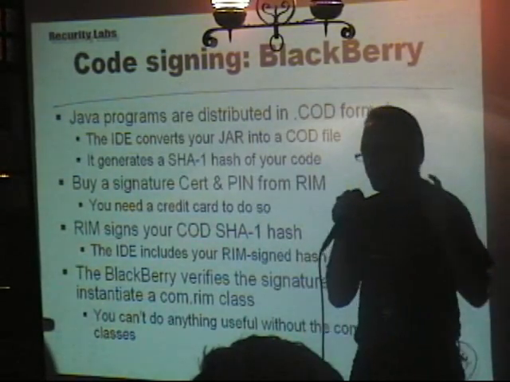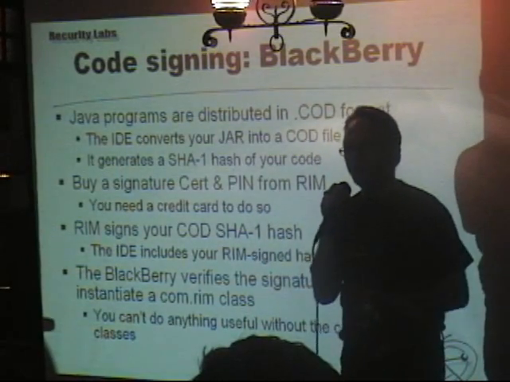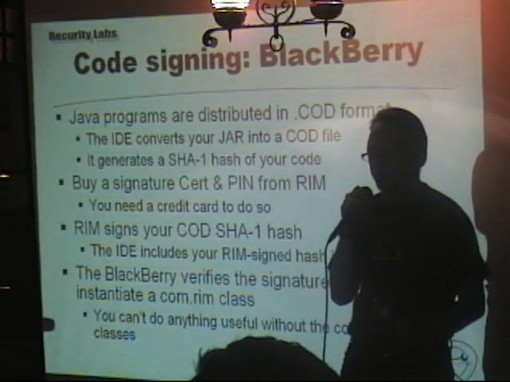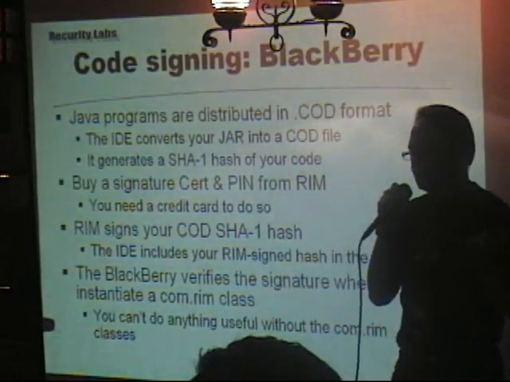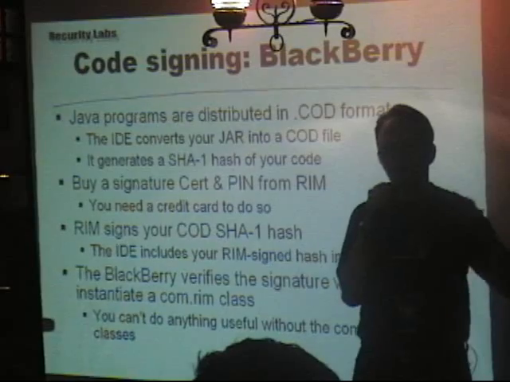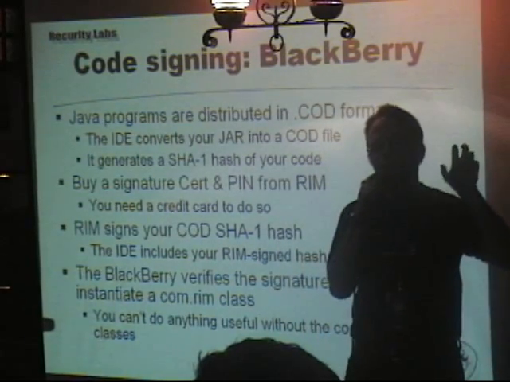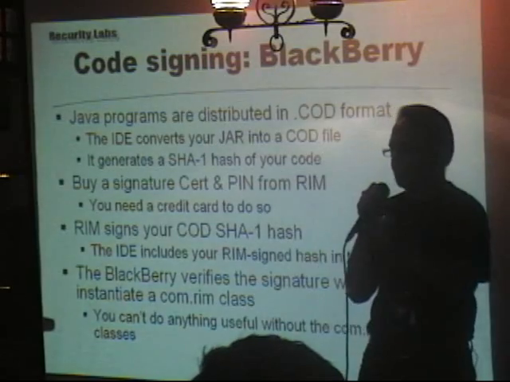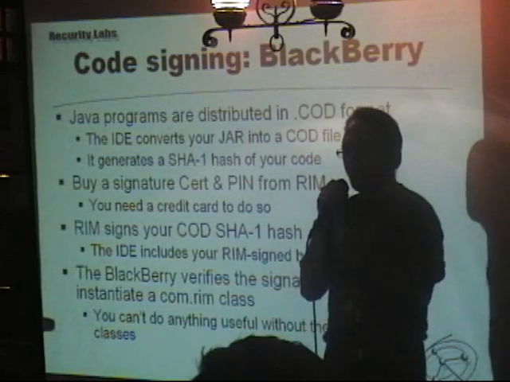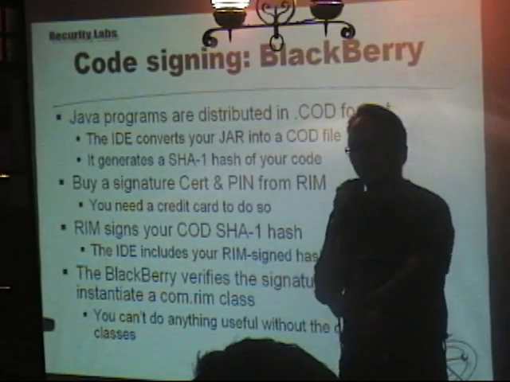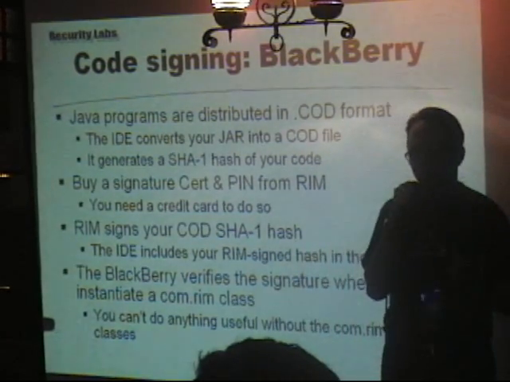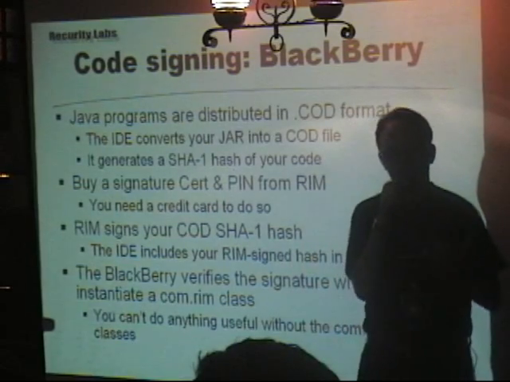So how the code signing works: Java programs are distributed in a format that they call Sh0t. It's almost broken. There is a research blog from a Russian guy who almost figured out how the Sh0t format works. It's not documented. The IDE, your programming environment, converts your Java file once you're done with programming into a Sh0t file, generates a SHA-1 hash of it, and then you have to buy a certificate and a PIN for the certificate from RIM. For that, you need a credit card. The idea is that when you bought a signature certificate with a credit card, RIM can, for any binary they find on their platform, tell who wrote it. Which, of course, assumes that nobody ever loses a credit card or the credit card gets stolen.